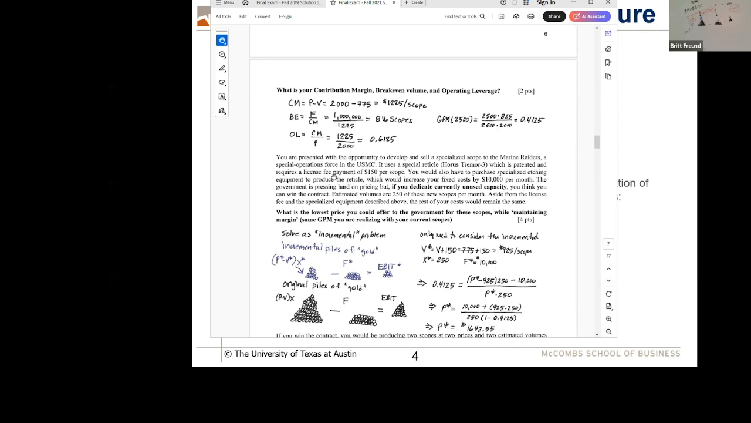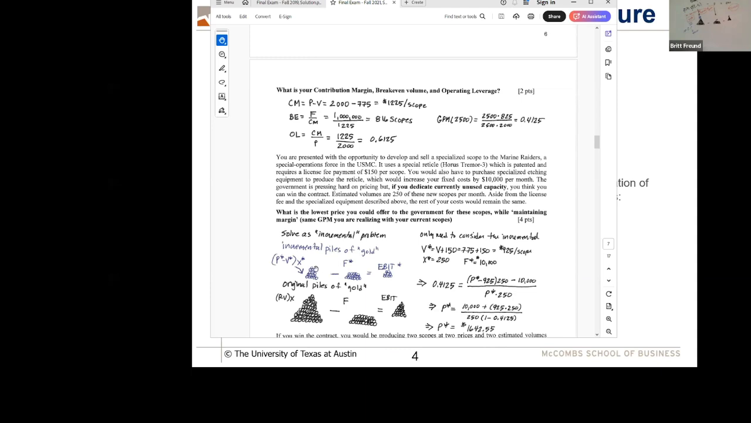It doesn't really matter. The bottom line, though, is that every time I use a Horus Trimmer 3, I have to pay a license fee of $150 per scope. So what that tells you is there is a new variable cost for this Marine Corps scope, okay? It's not the old 775. Remember, the old was the 775. That was for the lenses, for the aluminum, for the packaging and everything. But we have to pay an additional $150 for the Horus 3 reticle. All right, so that's the first thing to realize, okay, is that we have to have a license fee payment of $150.